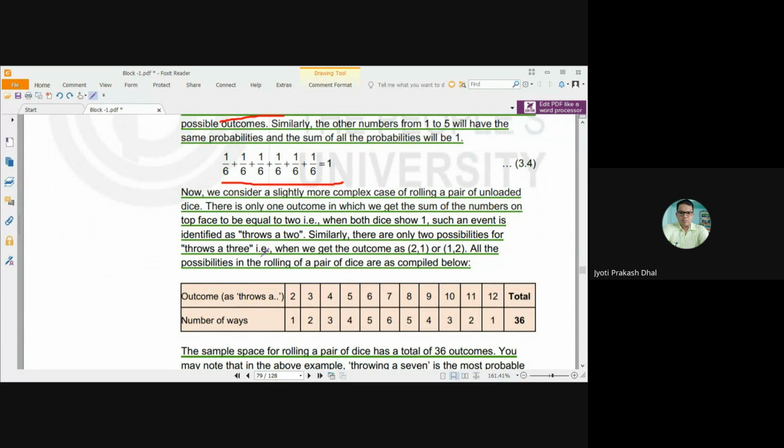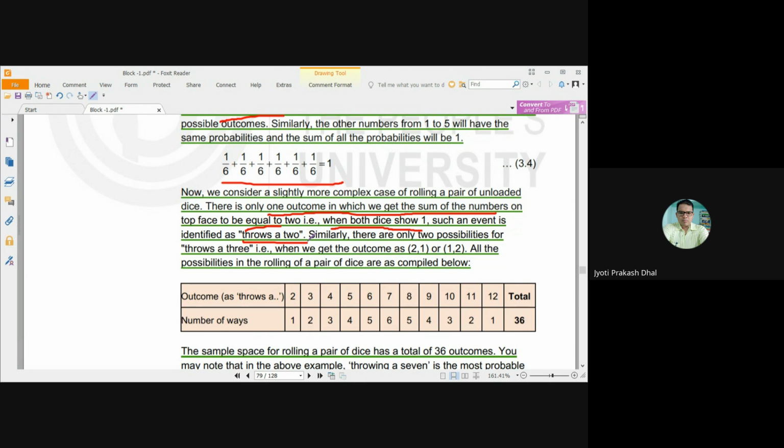So here we are discussing very simple cases. Now we'll consider a slightly more complex case of rolling a pair of unloaded dice. In the previous case, we rolled a single dice, but here it is the case of rolling a pair of dice. Then only one outcome gives the sum of the numbers on the top face equal to 2.